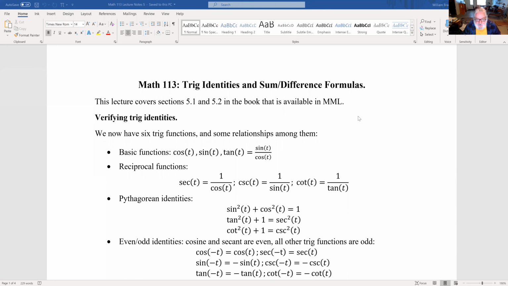Okay, so trig identities and the sum and difference formulas. This lecture covers sections 5.1 and 5.2 in the book, and the book is in my math lab if you look for it there.